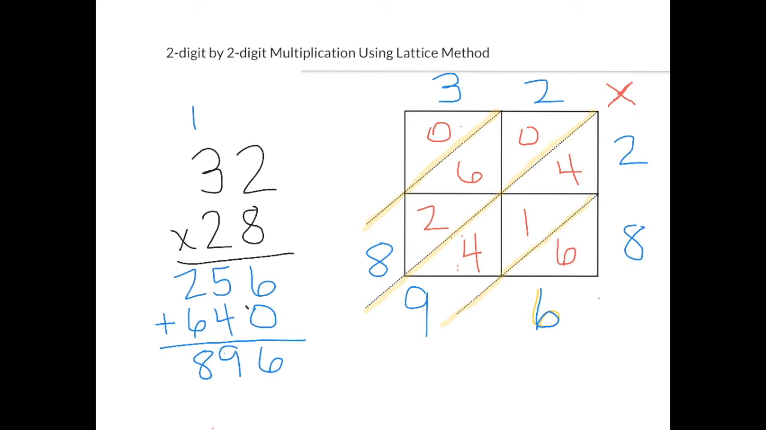The last part to finish this is to take your sums and write them in order from left to right, and that is your final answer, 896. 32 times 28 is equal to 896, and I can look and check and see from where I solved it with the traditional algorithm that it is correct.